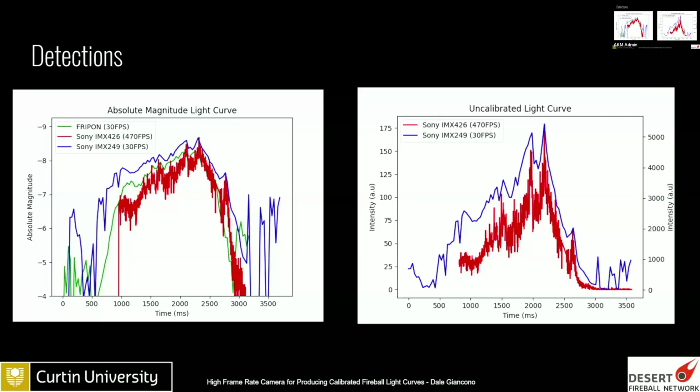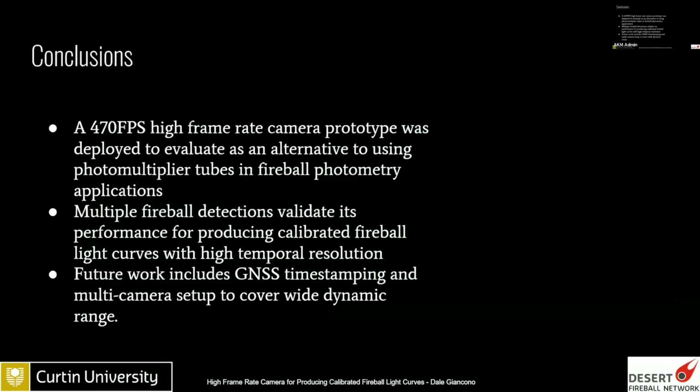So, in conclusion, we deployed a 470 frames per second high frame rate camera prototype to evaluate whether this was a good alternative to photomultiplier tubes for photometry. We've got multiple fireball detections that validate its performance, that it works well. In the future, we want to add GNSS time stamping and a multi-camera setup to cover a wider dynamic range.